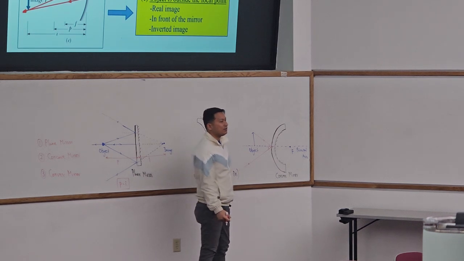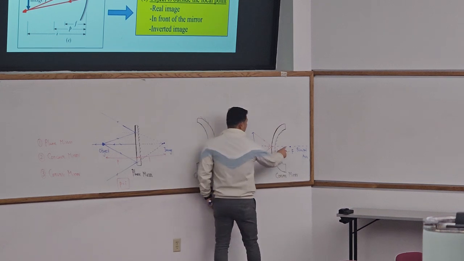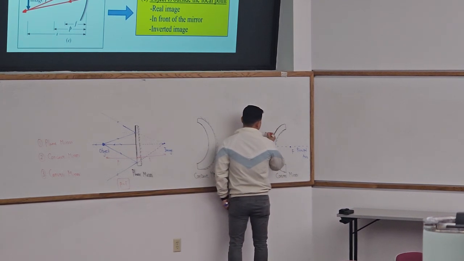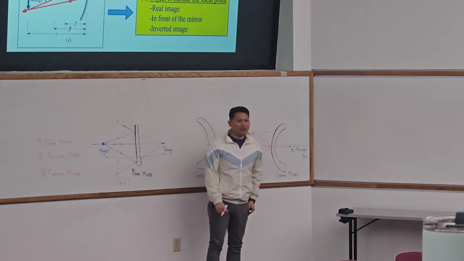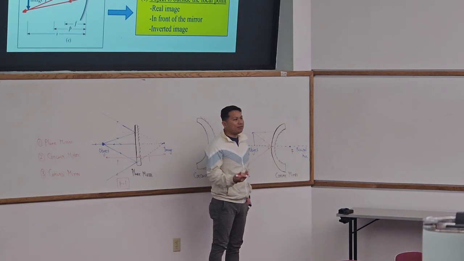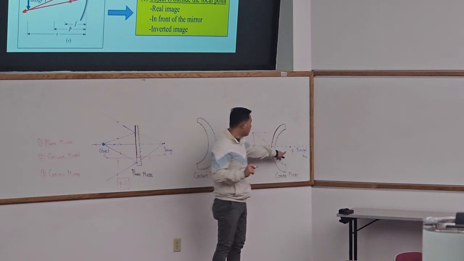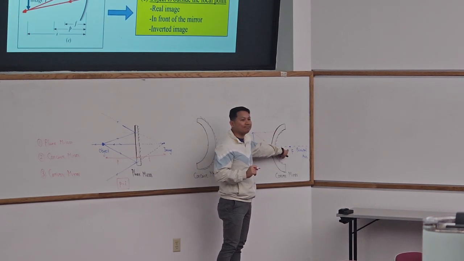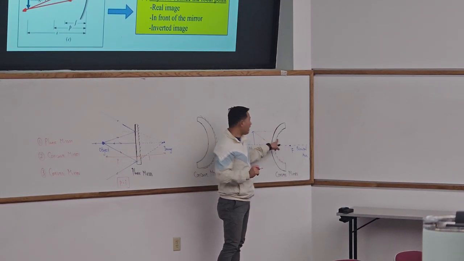The second one is the light that comes parallel to the principal axis. If you have a ray of light that is parallel to the principal axis, it passes through the focus. But the focus is on the other side, right? There is no way that light can penetrate through the mirror.